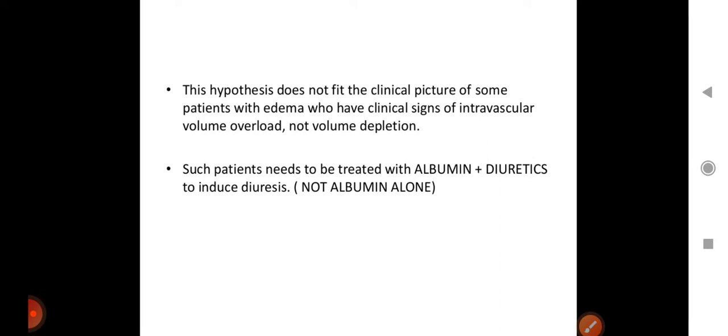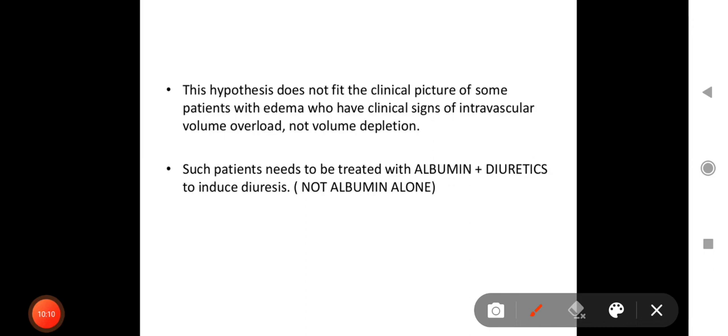That this hypothesis does not fit into the clinical picture of some patients with edema who have clinical signs of intravascular volume overload. As in the previous slide, we have seen that intravascular volume depletion leads to sodium and water retention due to ANF and aldosterone. But if a patient is having features of intravascular volume overload, then how are you going to explain the underfill hypothesis? So this opposes the concept of the underfill hypothesis.